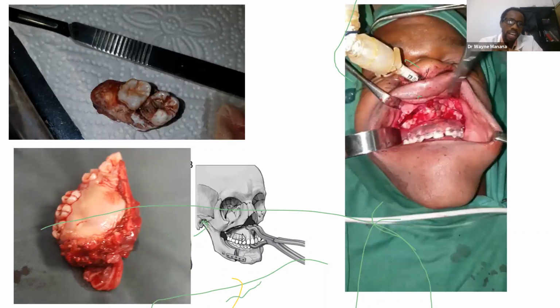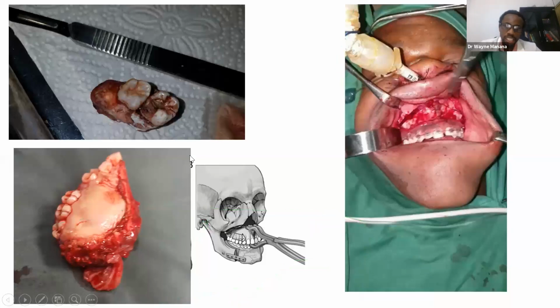So you realize that the maxilla is softer compared to the mandible. It's more of cancellous bone, whereas the mandible is more of cortical bone, which is why when we do many procedures, for example, in the maxilla, the amount of force that we should apply, if we are doing third molars, should be minimal. Otherwise, you end up with the maxilla in your hand if you are not careful.